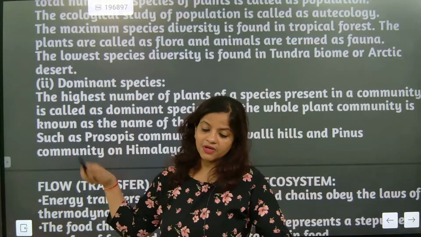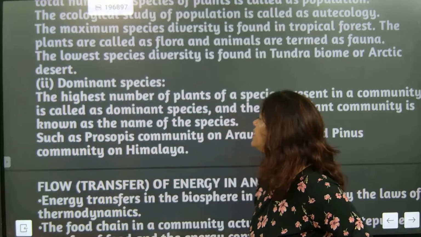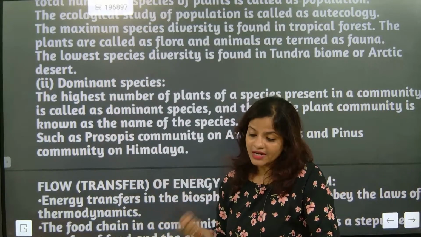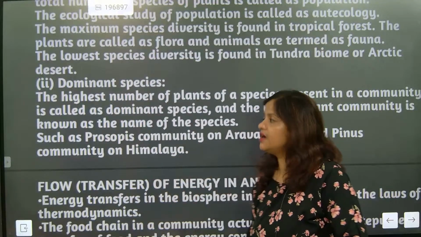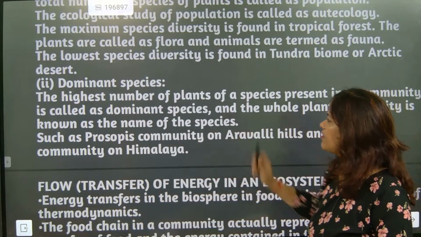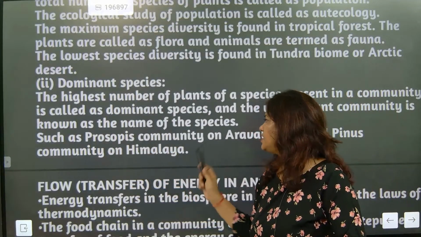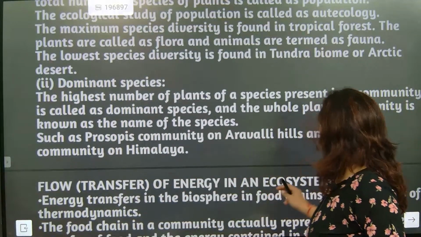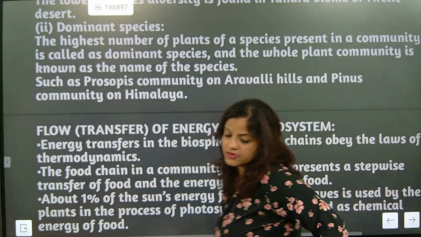Sometimes you say mangrove, or that mango plants are more there, so the area itself starts being called by the name of mango trees. Understood? Some specific type of plants are more there, so the plant's name is given to that area. It is called the dominant species. The whole plant community is known by the name of the species, such as the Prosopis community on Aravalli Hills and the Pinus community in the Himalaya. The Pinus community in the Himalaya is well known because of the plant.